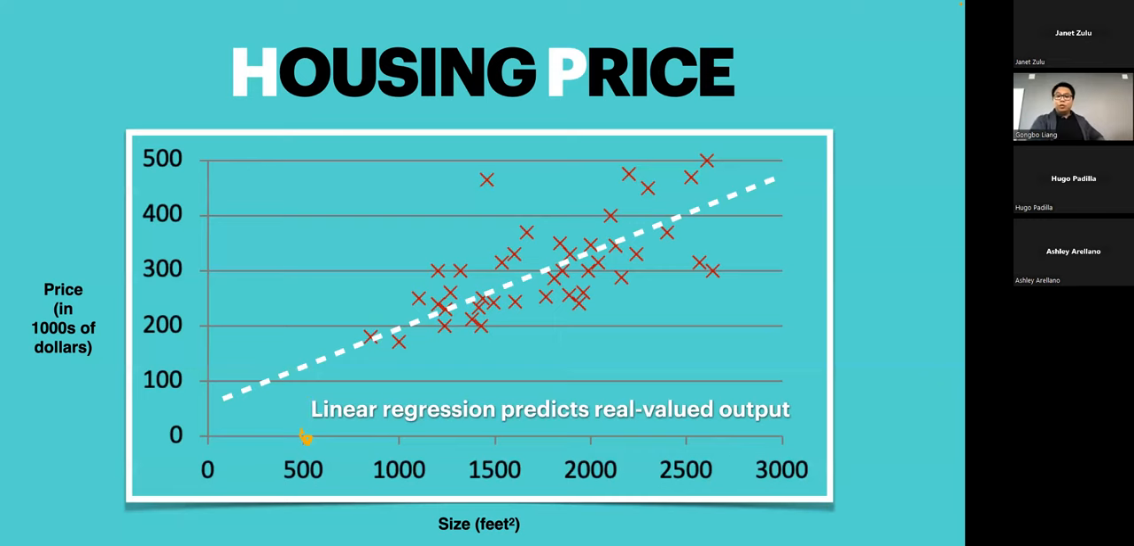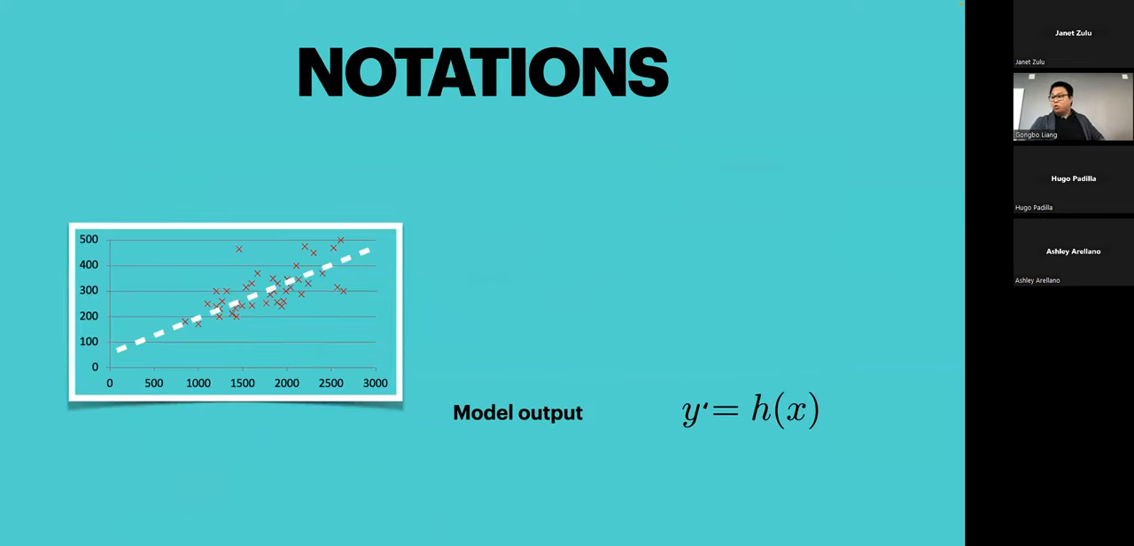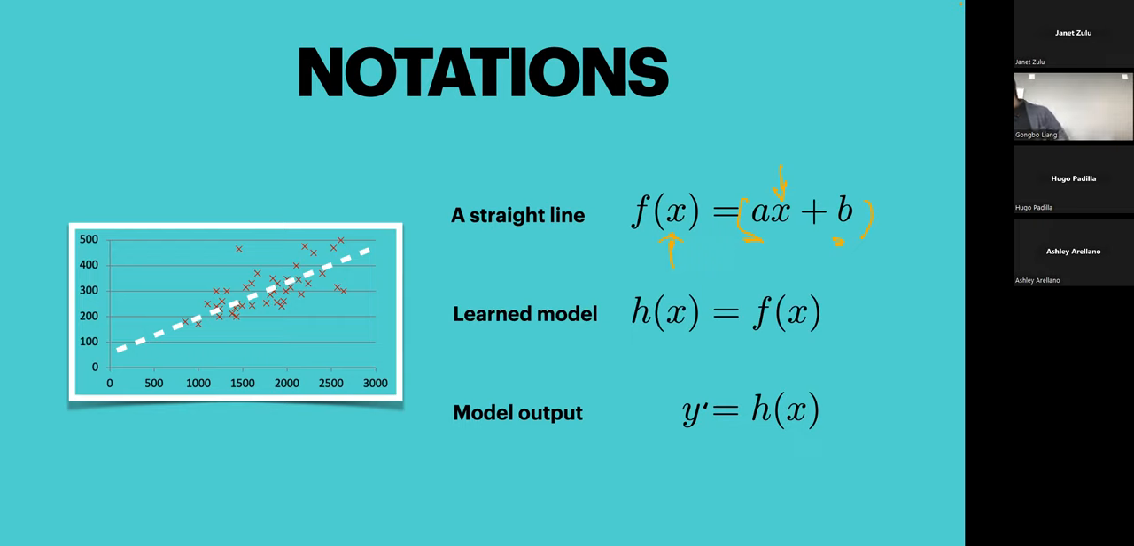To fit a straight line, we need two parameters, a and b. By finding a and b, given any x value, we can use them to calculate y. We define the whole function as f, so given any x value it will be f of x, and we can find the corresponding y. In machine learning, we use h to indicate the function.